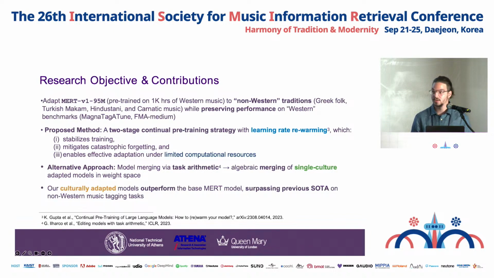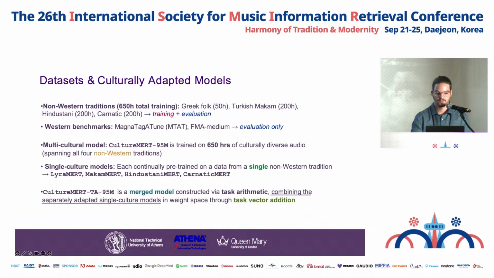Our proposed method is a two-stage continual pre-training strategy with learning rate rewarming, which stabilizes training, mitigates catastrophic forgetting, and enables effective adaptation under limited compute. We also explore an additional alternative approach based on model merging via task arithmetic, in which we algebraically merge single culture adapted models in weight space in order to create a unified multicultural one. So, our culturally adapted models outperform the base model on these non-Western music tagging tasks.